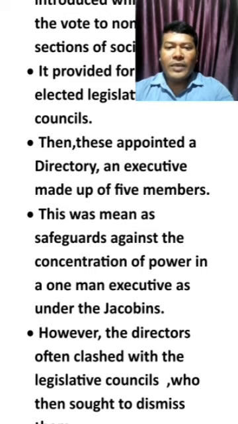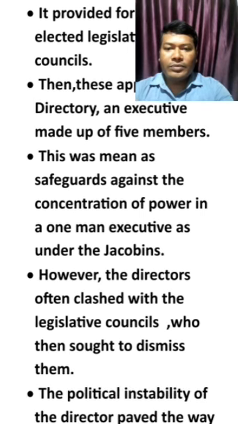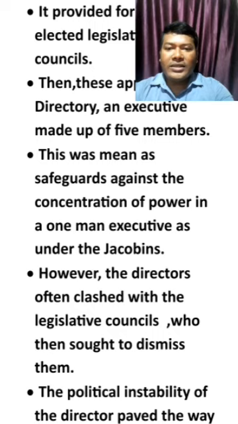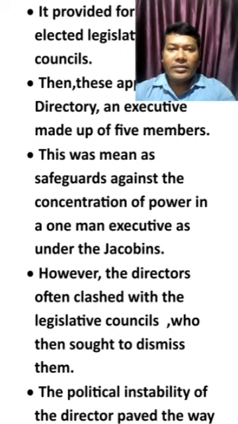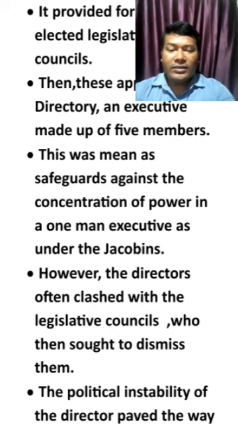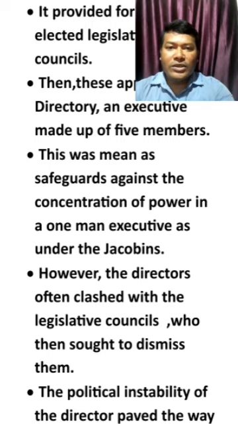An executive made up of 5 members. How many members did the executive have? 5 members. This was meant as a safeguard against the concentration of power in one man executive as under the Jacobins. That means now it had two sections for ruling France, but during the time of Robespierre it had only one section, that means the government. Only Robespierre made laws and implemented them among the citizens in France.